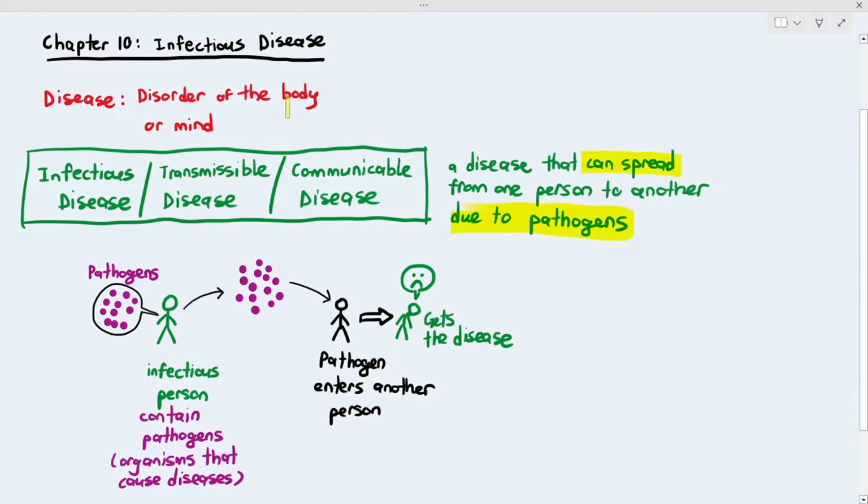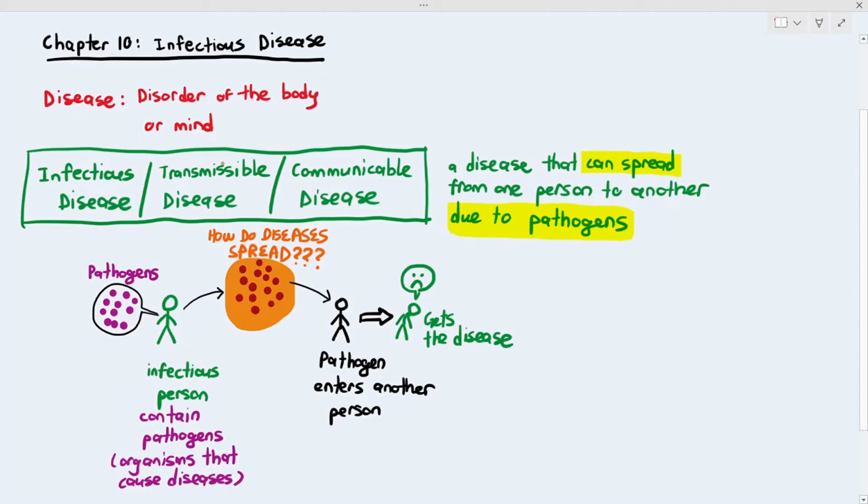Not all diseases are infectious, by the way. For example, if the person has coronary heart disease, it can't spread to another person. You can't just cough a heart attack to another person, right? But like in the case of COVID-19, that is an infectious disease because it's caused by a pathogen called the coronavirus. But weirdly enough, even though COVID happened recently, it is not part of our syllabus, okay? Don't worry about that. So the question over here is, how do diseases actually spread?